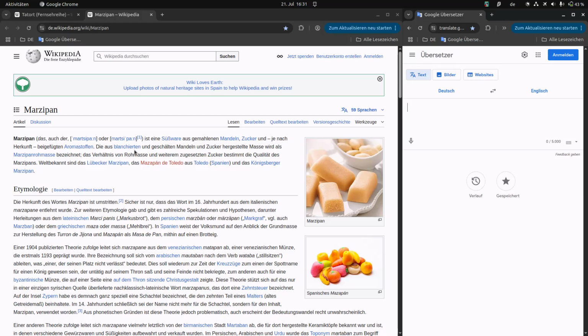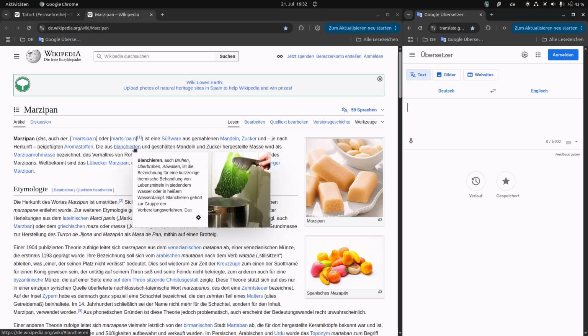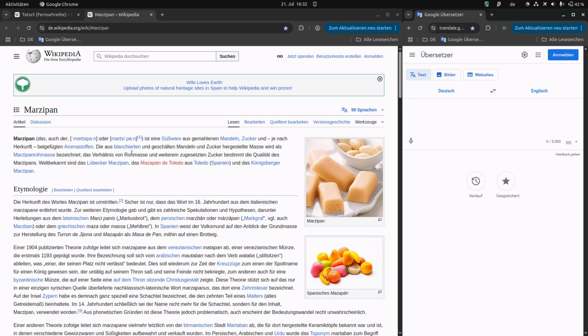Die ausblanchierten, I think some people would probably also say blanchiert, or something that would be very German, but in general, this word, of course, derives from the French word blanchir or something. To boil it in water for a very, very short period of time, or in hot water, not necessarily boil it, but put it into hot water. Anyways, die aus blanchierten und geschälten Mandeln und Zucker hergestellte Masse wird als Marzipan-Rohmasse bezeichnet.